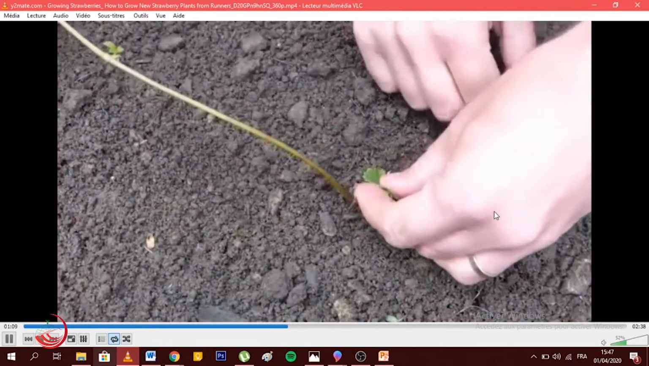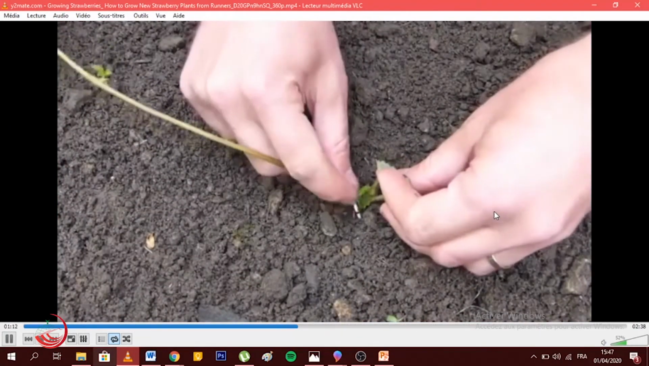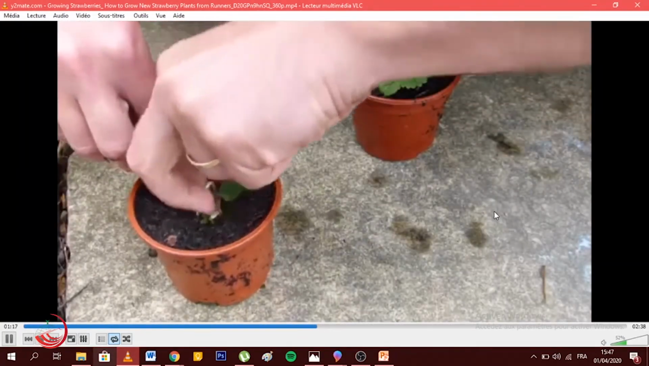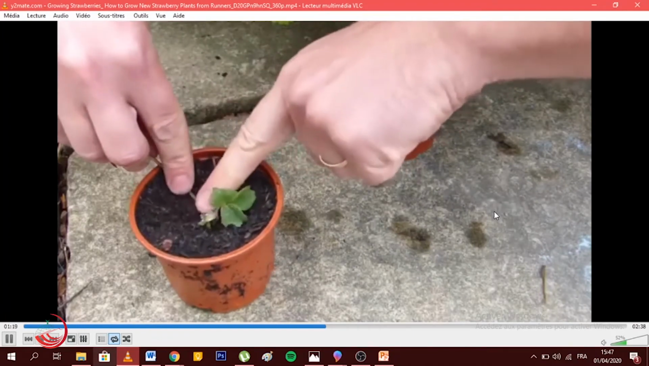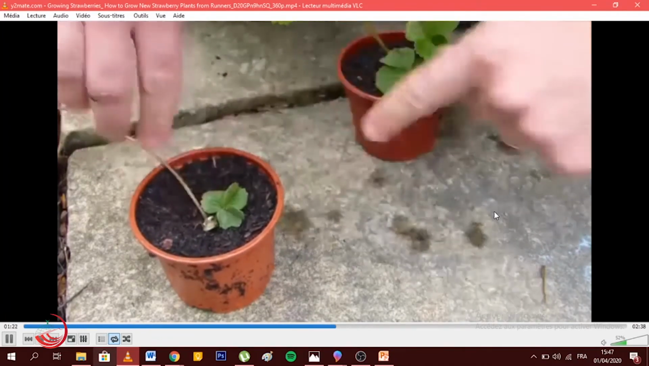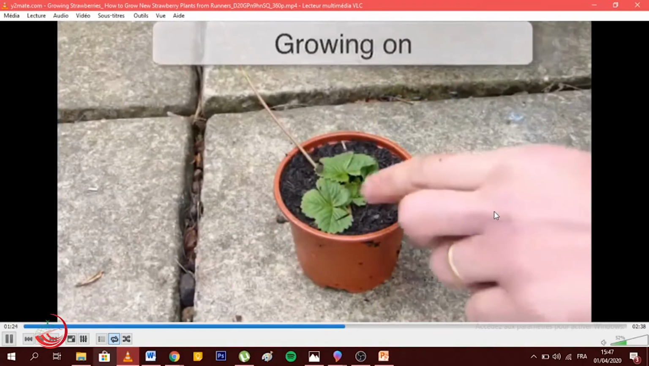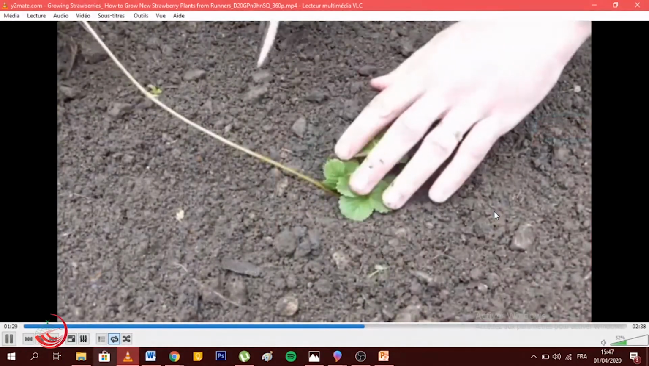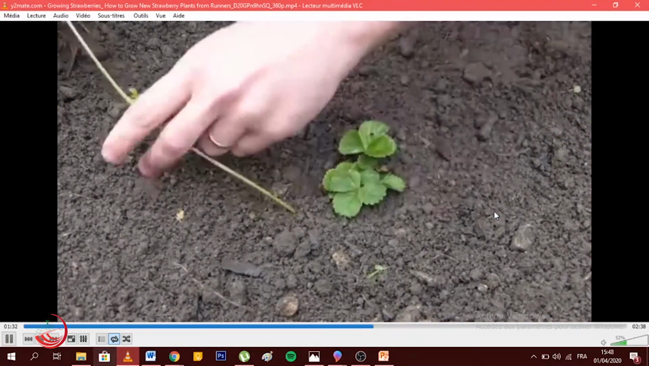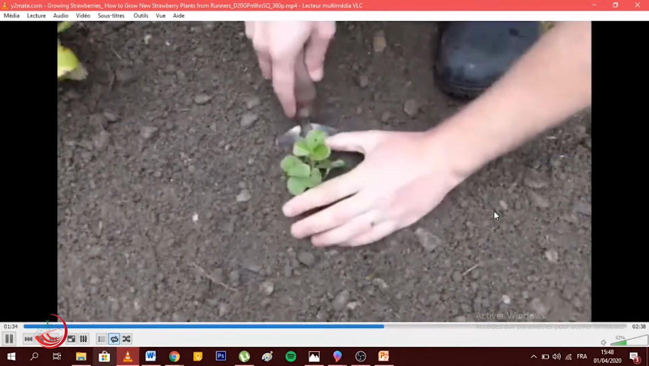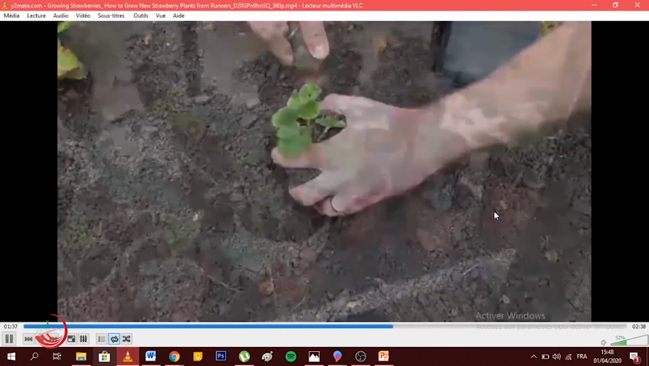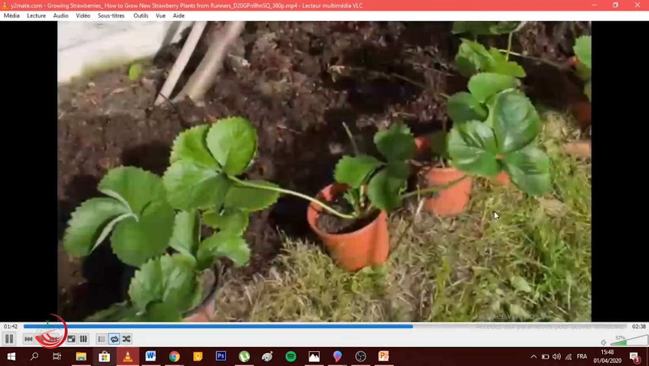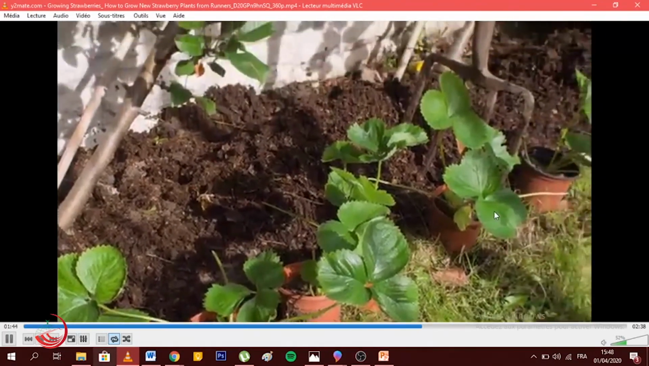To get these to root, simply peg down the plantlet into the ground or into pots of potting soil with a hairpin, U-shaped clip, or a length of thick wire bent into shape. Make sure the plantlet is in firm contact with the soil. After about a month to 6 weeks, the plantlets will have started to grow new leaves. At this point, cut it free from the parent plant. Grow the young plant on where it is, or dig it up and replant into fresh ground. New strawberries rooted into pots can be overwintered in a greenhouse or cold frame, then planted out in spring, which is useful if winters are harsh in your area.